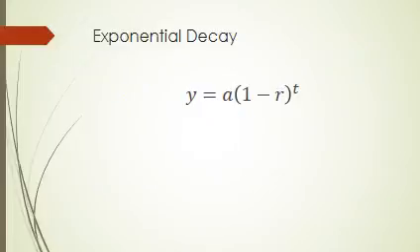All right, so now let's look at exponential decay. All right, so here's our formula, y equals a times (1 minus r) raised to the t power. So this is just like exponential growth, except instead of a plus, now we've got a minus. The y still represents the final amount, the a still represents the initial amount, the r is our rate. Remember, we need to change that to a decimal, and t is the time.